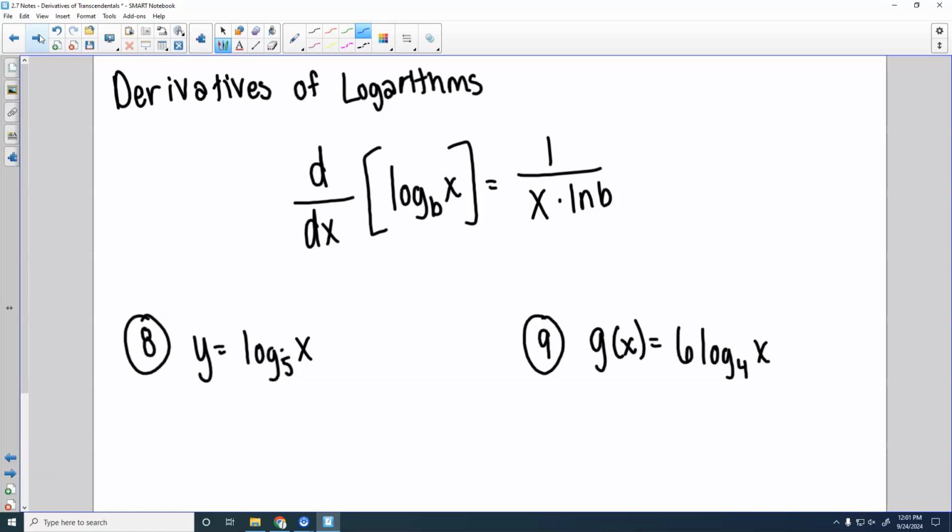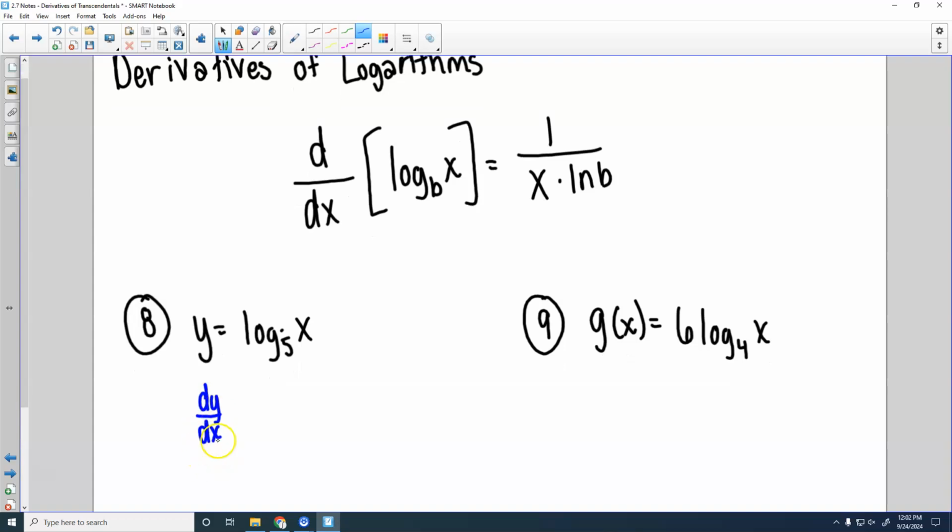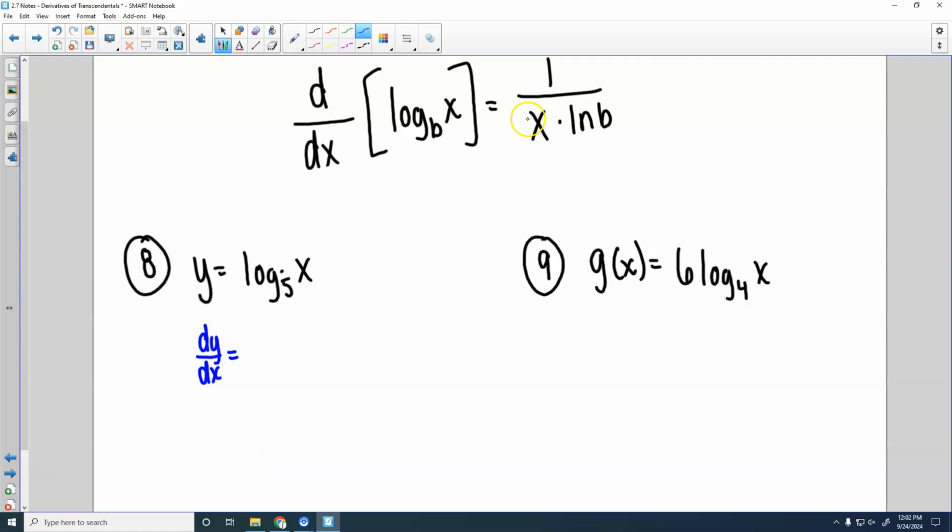Derivatives of logarithms. So if I'm taking the derivative of a log with the base b of x, then it's going to be 1 over x times the natural log of b. So, for example, for number 8, I've got y. I could write that as dy over dx when I take the derivative, or I could call it y prime. That would be acceptable as well. And I'm just using this formula here. And the formula tells me I need to do 1 over the x multiplied by the natural log of the base. So in this case, my base is 5, so it'd be natural log of 5.